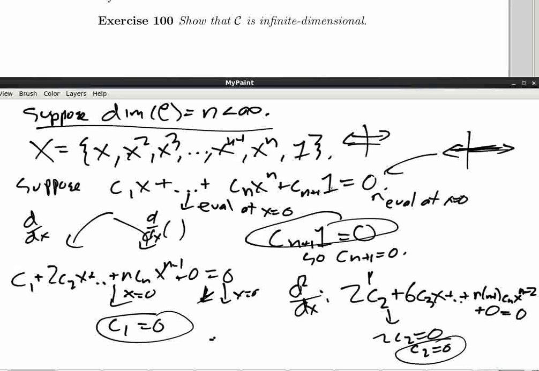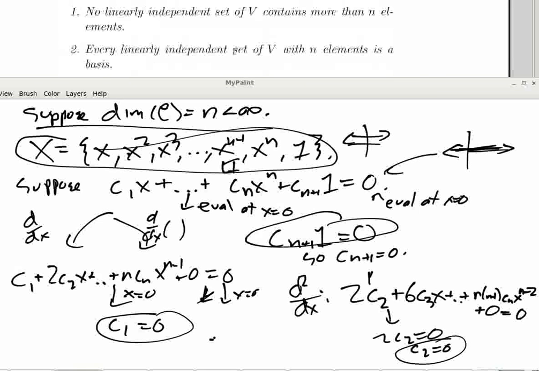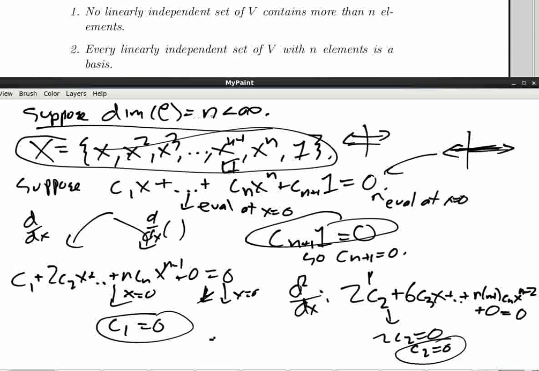But if all the coefficients are 0, this is a linearly independent set. Since this is a linearly independent set with n plus 1 elements, I couldn't have had dimension n by this theorem up here. No linearly independent set contains more than n elements if you have a basis of n elements, in other words, if the dimension is n. But here there are n plus 1 linearly independent elements, so I can't have dimension n. So that must have been a bad assumption.